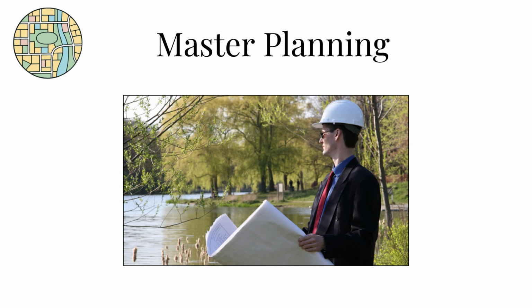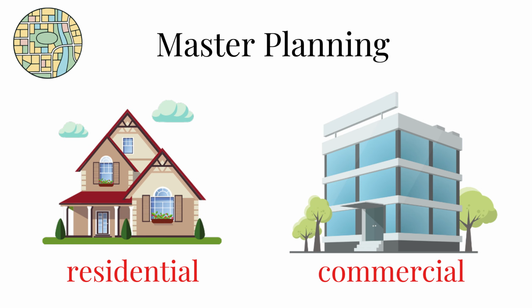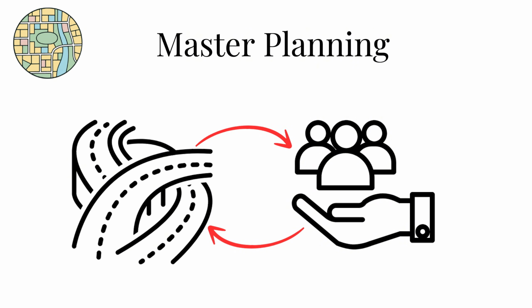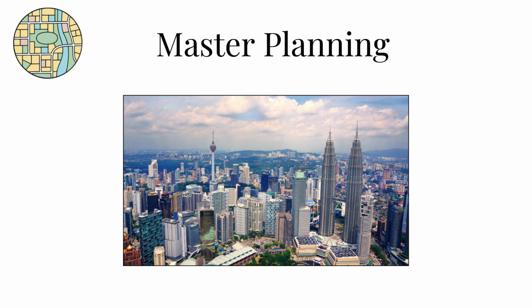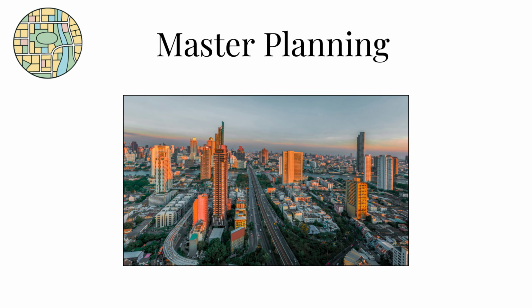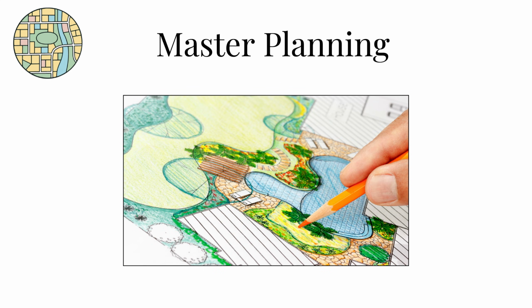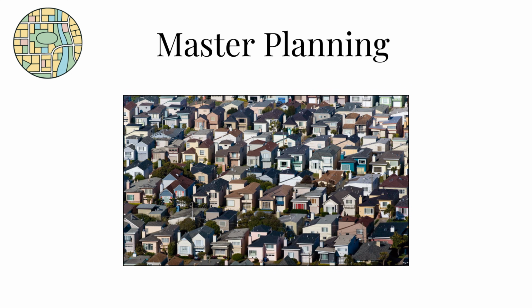Planners decide, for example, which areas will be residential, which will be commercial, where parks or schools will go, and how all the roads and services will connect. This way, as the city grows, it grows in an organized, intentional way rather than haphazardly. For instance, if a city is developing a new district on empty land, a master plan will map out everything in advance, ensuring the result is a well-designed community rather than a random sprawl of buildings.